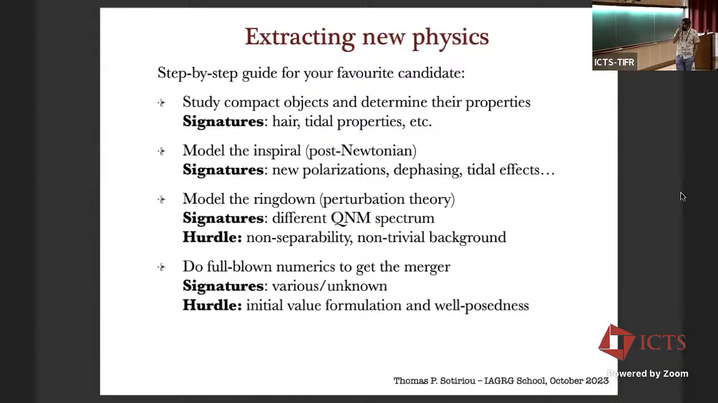Then you would want to model the ringdown, which you can do with, as I said, perturbation theory around that non-trivial background that you should have understood before. And what you're looking for is, of course, the QNM spectrum, the quasi-normal mode spectrum, and you're going to talk about more quasi-normal modes in the tutorial this afternoon. Quasi-normal modes are like normal modes in a perturbed system. They call them quasi-normal because, of course, there's dissipation. And what you expect here is that you will have a shift in the frequencies, and that will signal deviations.